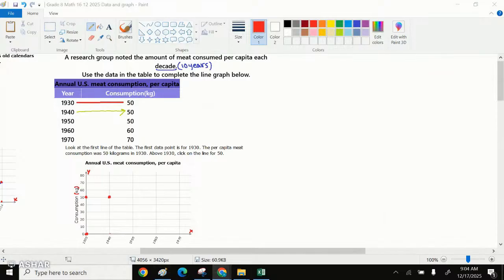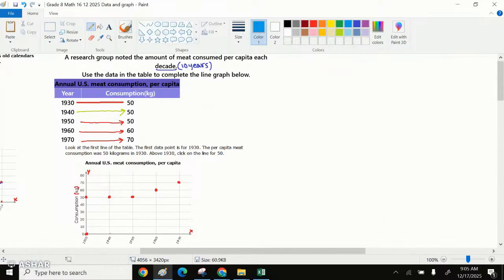In 1950, it is again another 50. Okay. In 1960, after 10 years, the meat consumption increased from 50, it became 60 kilograms. In 1970, the meat consumption again increased. It went from 60 kilograms to 70 kilograms.